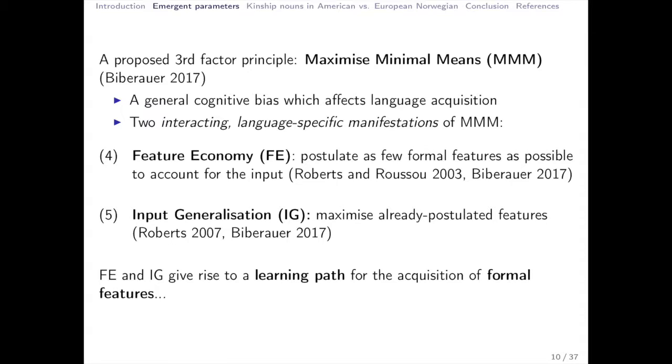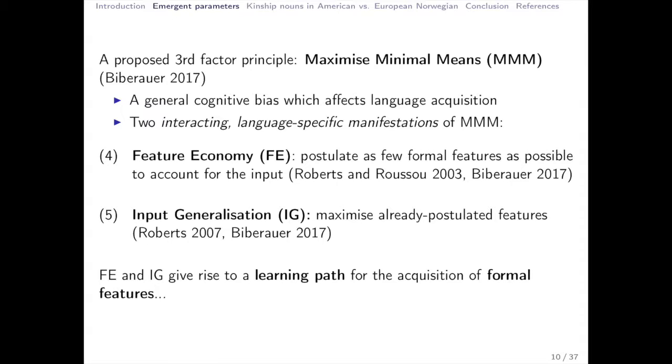A third factor principle that has been proposed by Theresa Biberauer in the 2017 paper and other places as well is called Maximize Minimal Means, or MMM. This is a general cognitive bias which affects language acquisition, and it's possible to identify at least two interacting language-specific manifestations of this third factor principle. One is feature economy, which is a bias for children when they learn language to postulate as few formal features as possible to account for the input. So this is, well, an economy constraint, basically.